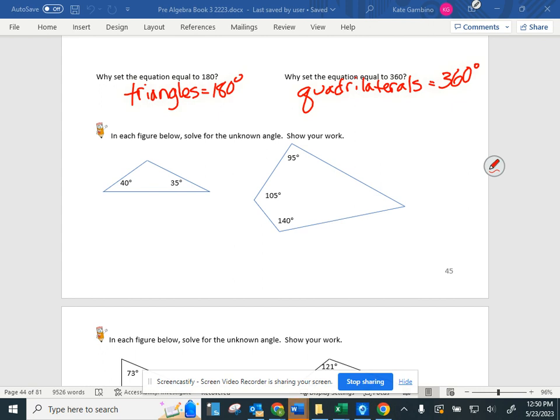In each figure below, solve for the unknown angle. Show your work. So, goodness. He's actually making us show our work. Oh, that Mr. Schultz can't just use the calculator. You have to show what you are doing. So you could easily just write.